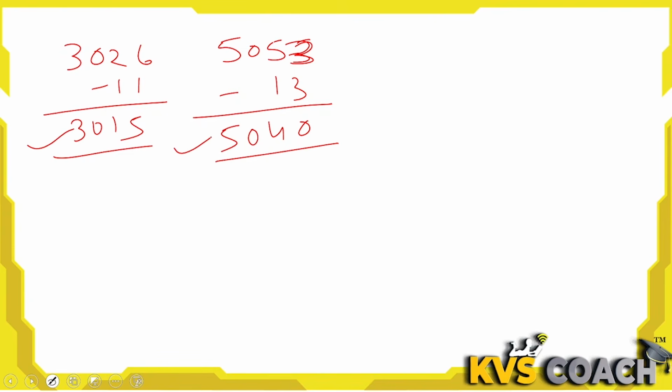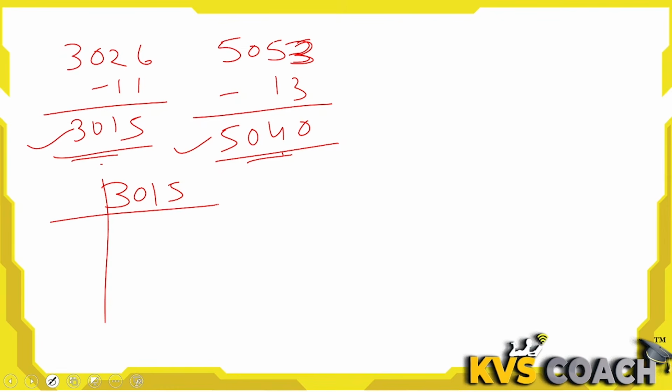Now find the greatest common divisor of these new numbers. The greatest number that will divide 3015 and 5040 is their greatest common divisor. To find the greatest common divisor of these new numbers, we have to do prime factorization of the numbers. Now I am doing the prime factorization of 3015.